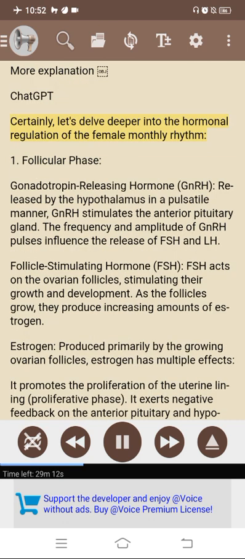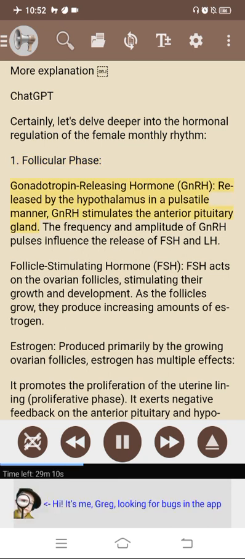Certainly, let's delve deeper into the hormonal regulation of the female monthly rhythm. 1. Follicular phase. Gonadotropin-releasing hormone (GnRH) is released by the hypothalamus in a pulsatile manner. GnRH stimulates the anterior pituitary gland. The frequency and amplitude of GnRH pulses influence the release of FSH and LH. Follicle-stimulating hormone (FSH). FSH acts on the ovarian follicles, stimulating their growth and development. As the follicles grow, they produce increasing amounts of estrogen.